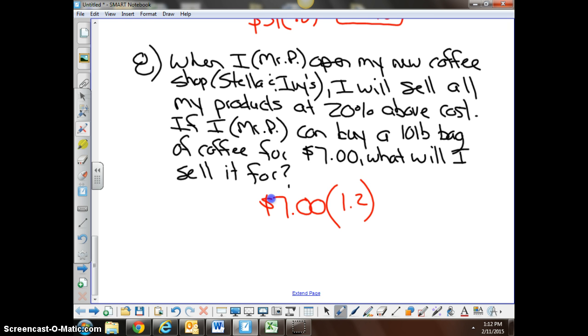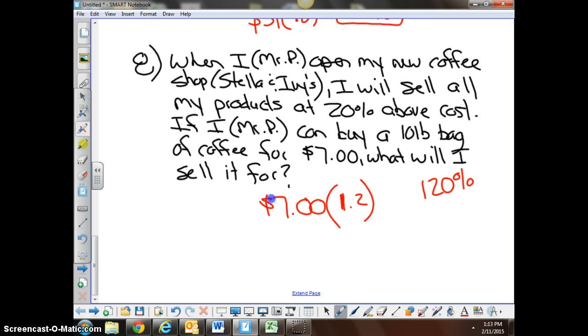Okay. So I'm selling for 20% above what I bought it for, right? So if I bought it for $7 and I multiply 7 by 1, that's 7, right? So if I bought it for $7 and sold it for $7, would I make any money? No. So I'm going to sell it for 20% above cost. So essentially I'm going to sell it for 120% of what I bought it for, right?